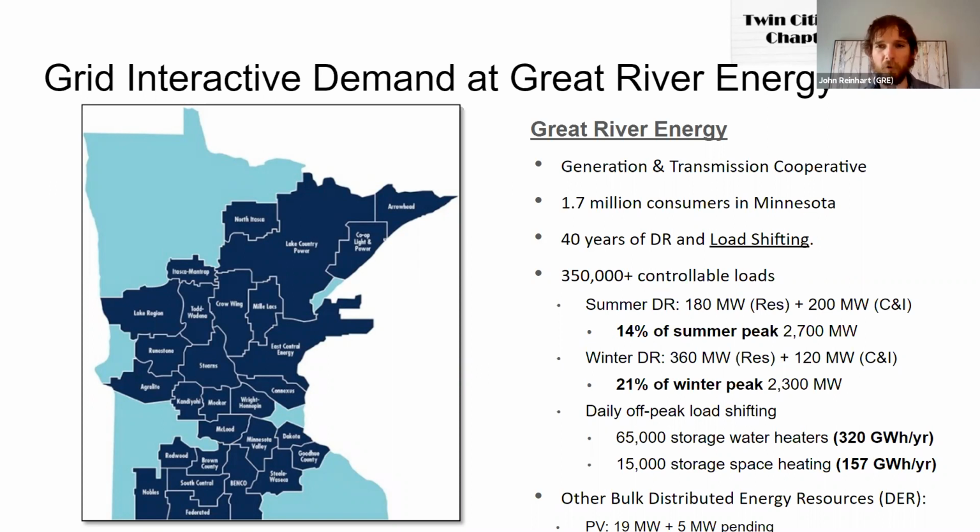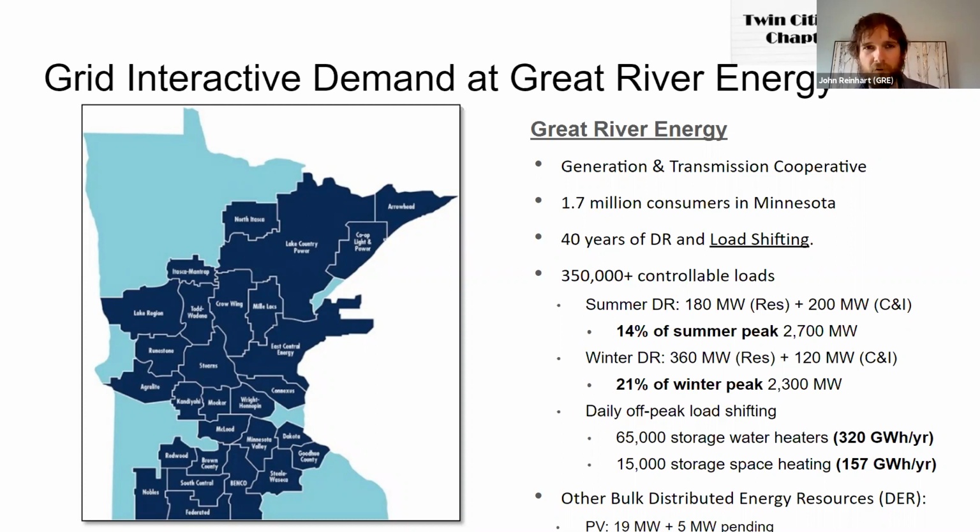A little bit of an overview of the organization. Great River Energy, we're a generation and transmission electric cooperative. We serve 28 distribution cooperative members in the state of Minnesota, altogether about 1.7 million consumers. And there's a long history of a variety of different programs of demand response, DR, and load shifting. And some of these examples that Lester had just discussed were excellent.